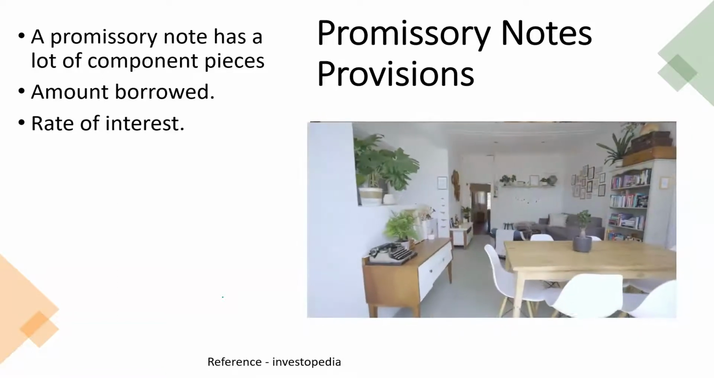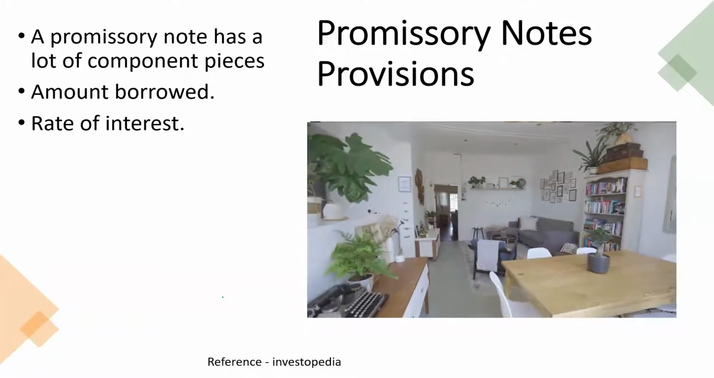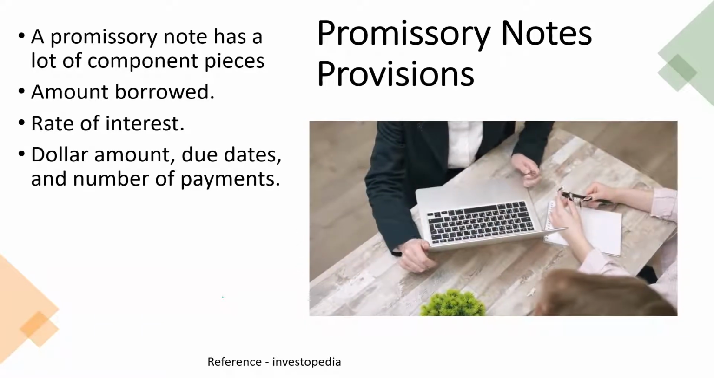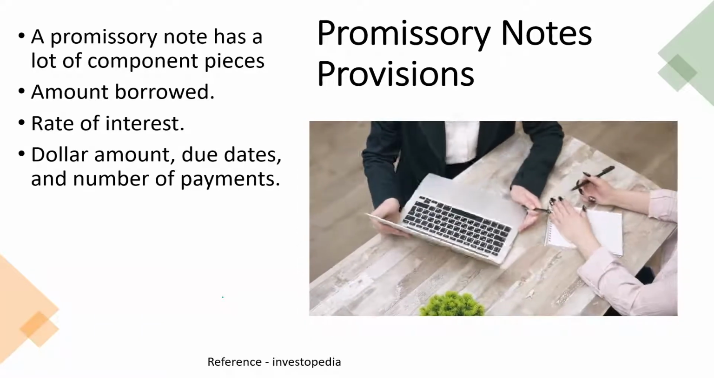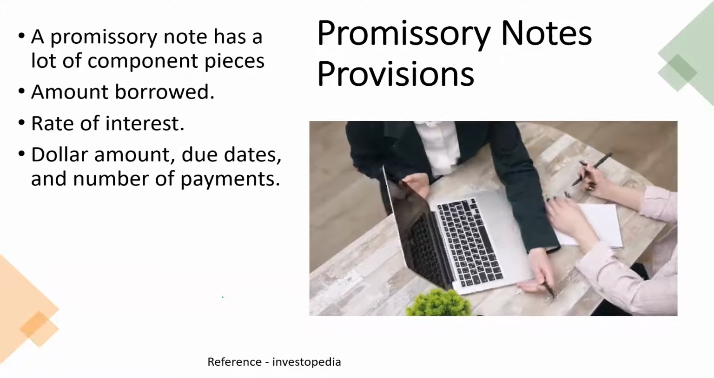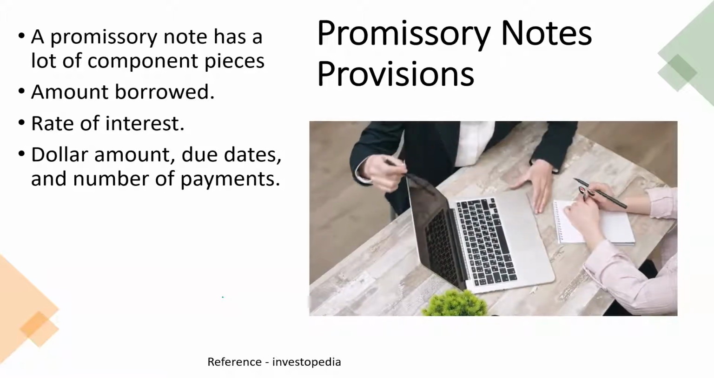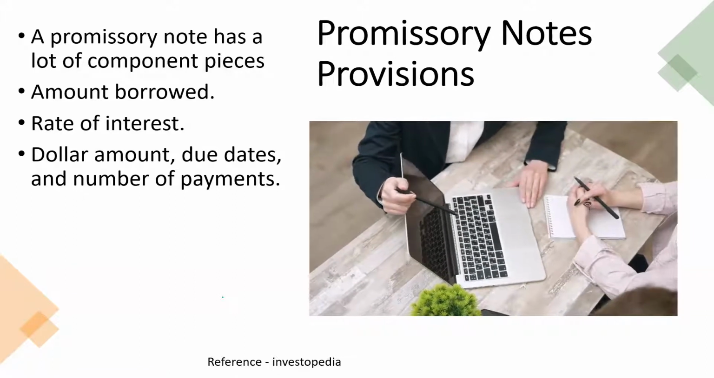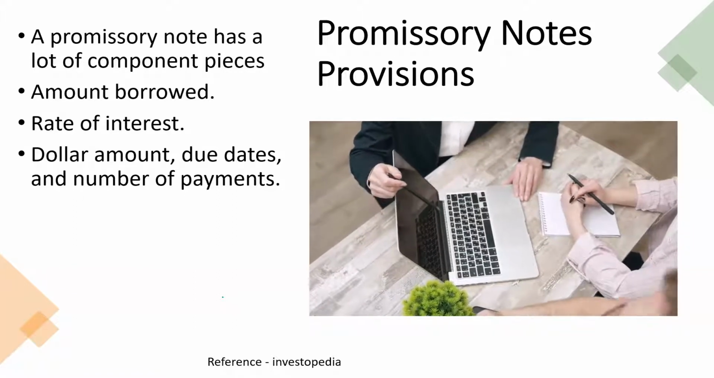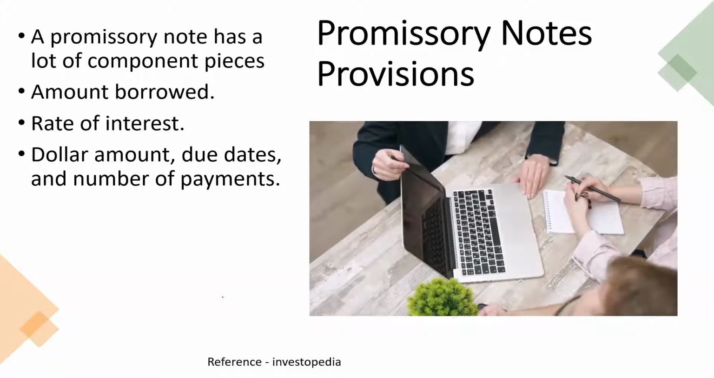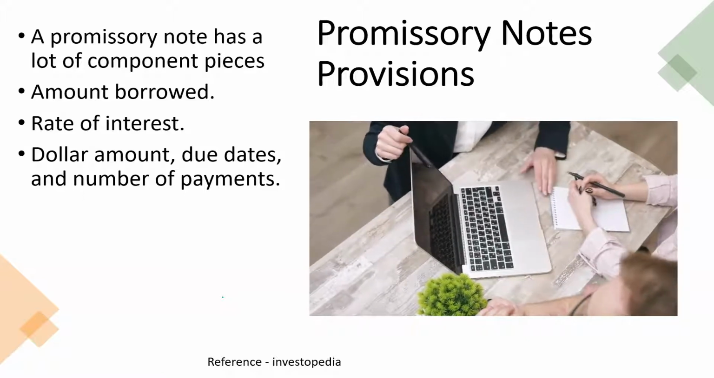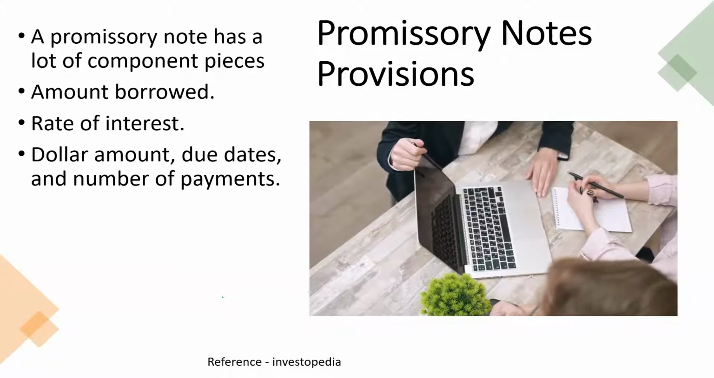You're paying for the rent of the purchasing power, which is in essence the interest that will be paid. Then the dollar amount, the due dates, and the number of payments. These are going to be components that are generally necessary for us to calculate what the actual loan payments will be and so on and so forth. So we'll deal with them more in future presentations when we start to break down the loan calculation.